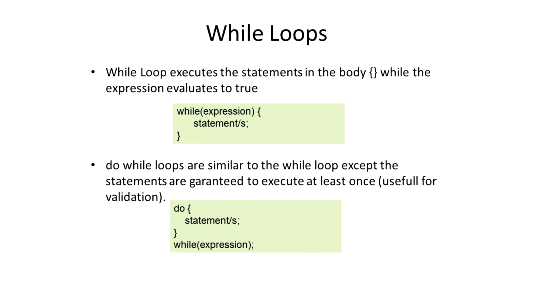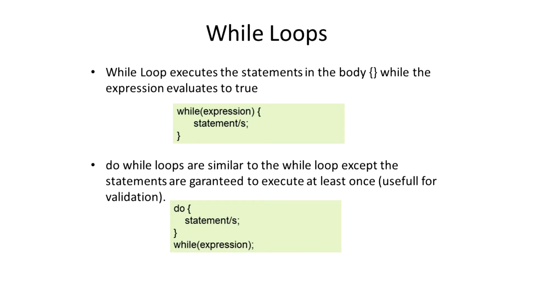Selection will run once if the comparison is true, but while loops and for loops and iterative statements will repeat the code whilst the comparison is true. Okay, so there's a key difference there between iteration and selection.